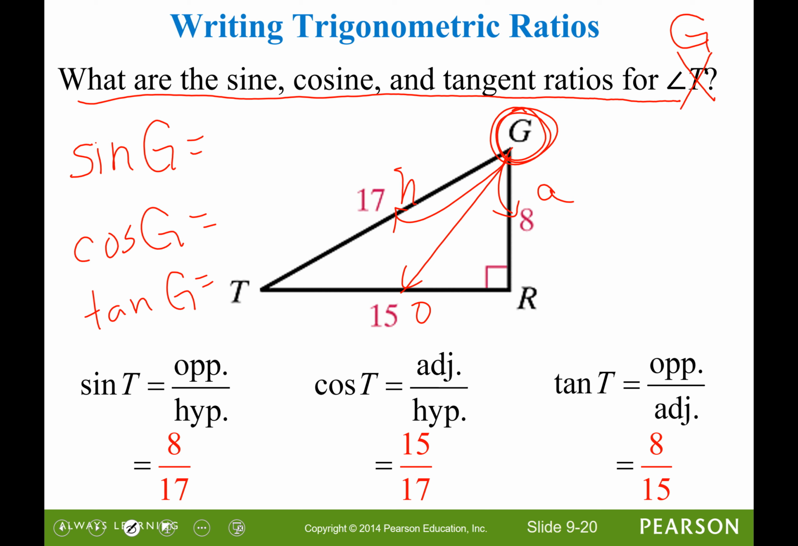Welcome back. Let's see how you did. If you wrote sine of G is equivalent to 15 over 17, you got it right. That's opposite over hypotenuse, 15 over 17. If you wrote cosine of G is equal to 8 over 17, you got it right. That's the adjacent over the hypotenuse. And last one, if you wrote tangent of G is equal to 15 over 8, then you got it right. That would be the opposite side over the length of the adjacent side.